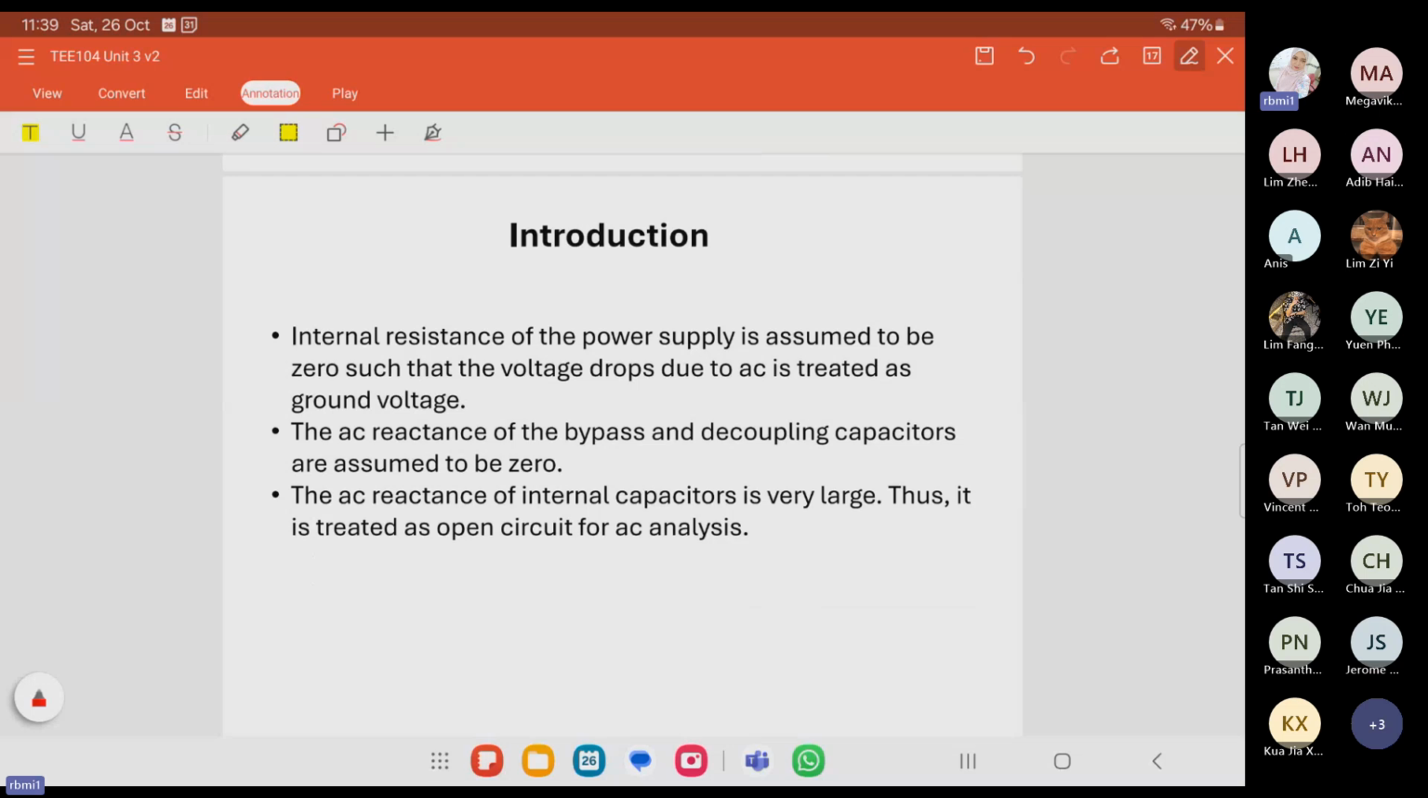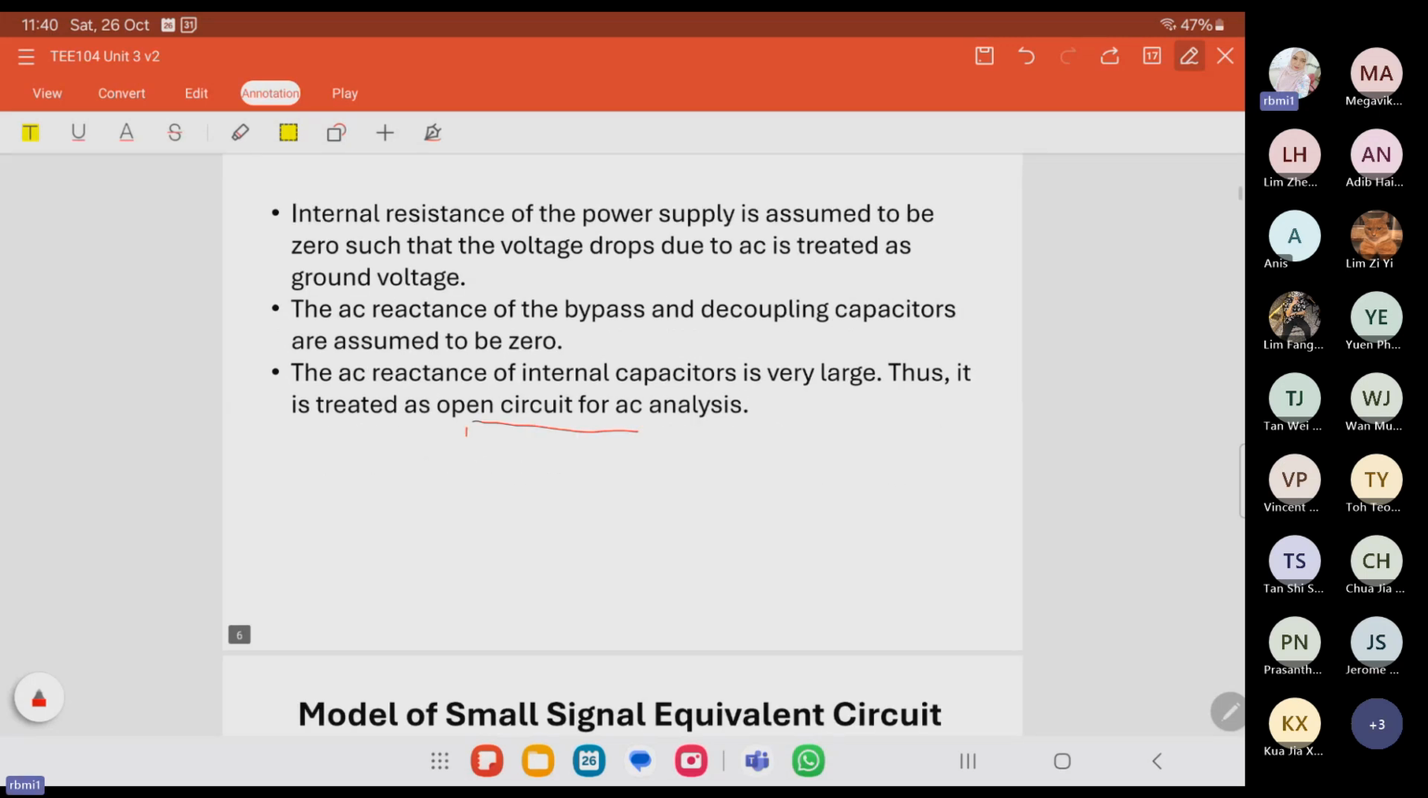The internal resistance of the power supply is assumed to be zero, such that the voltage drop due to AC is treated as the ground voltage. So for the voltage source, we assume that it is connected to the ground. Then the AC reactance of the internal capacitor is very large, so we consider it as an open circuit for AC analysis. Okay.